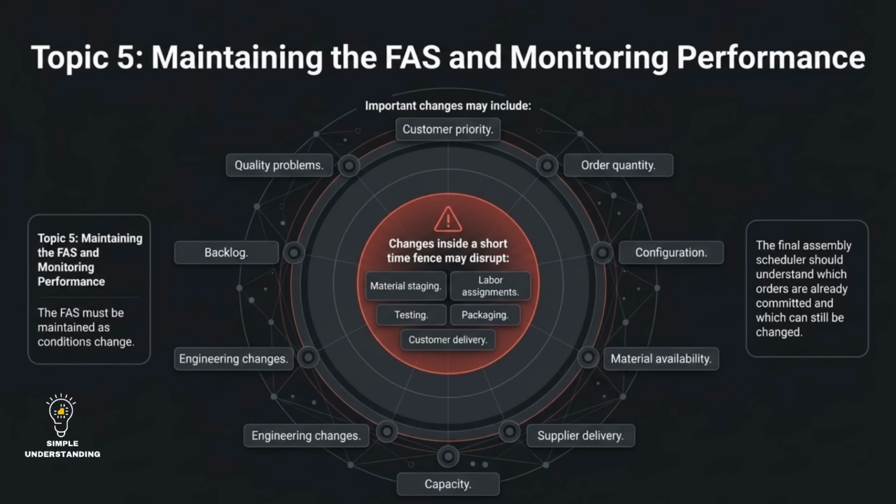Topic 5. Maintaining the FAS and monitoring performance. The FAS must be maintained as conditions change. Important changes may include customer priority, order quantity, configuration, material availability, capacity, supplier delivery, engineering changes, backlog, quality problems. The final assembly scheduler should understand which orders are already committed and which can still be changed. Changes inside a short time fence may disrupt material staging, labor assignments, testing, packaging, or customer delivery.